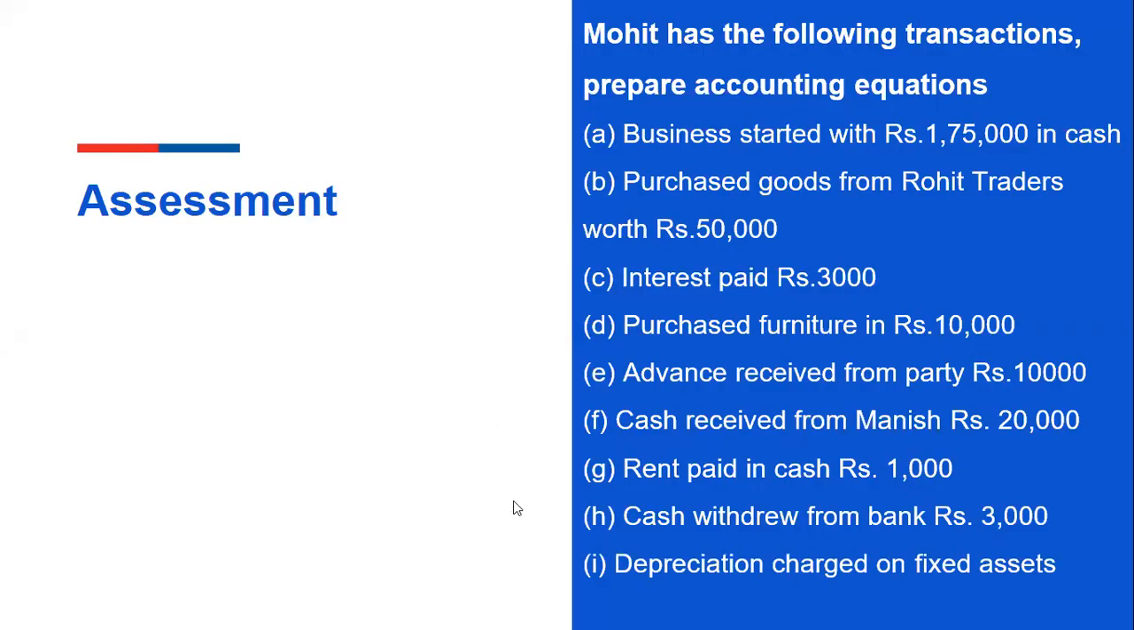Next transaction is depreciation charge on fixed asset. Depreciation is an expense, and depreciation we charge on fixed asset. So this transaction we can record in the journal voucher. And depreciation is expense, and expense is nominal account. So as you know the rule, as per the nominal account rule, we have to treat depreciation as debit and credit as fixed asset.